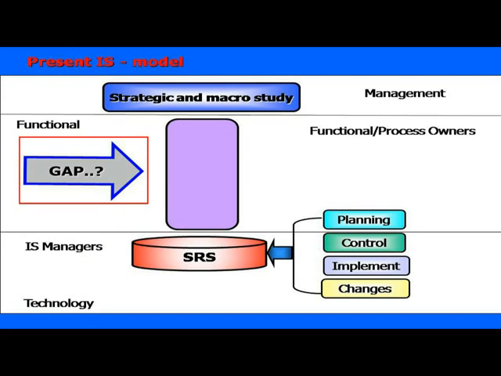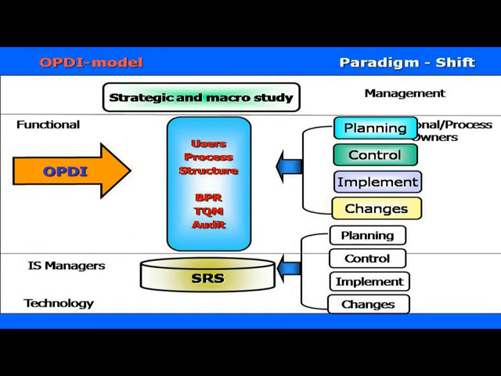This is the gap. That gap is fulfilled by OPDI by creating users' process structure after conducting business process engineering exercise, TQM analysis, process auditing, so that planning, control, implementation and changes in respect of the organization's process base rest with the functional executives and managers in parallel to the information system managers. This is the goal and objective of creating OPDI.